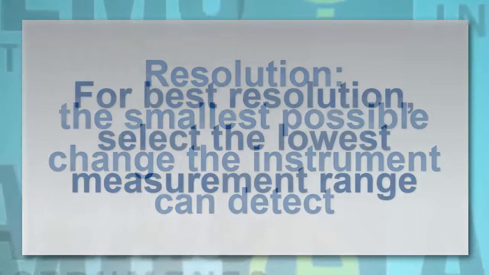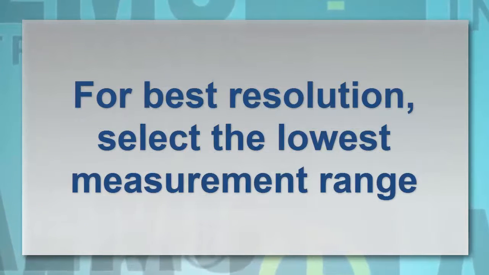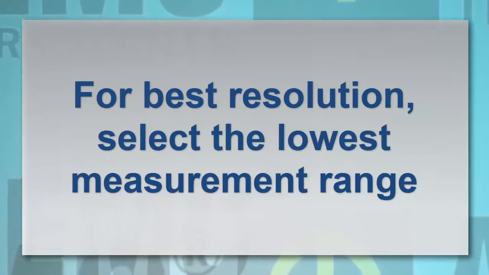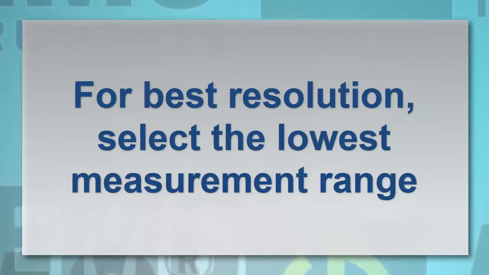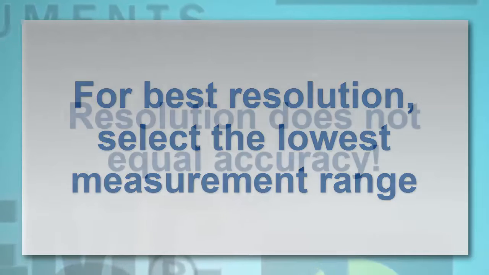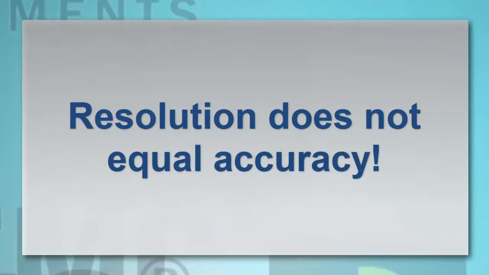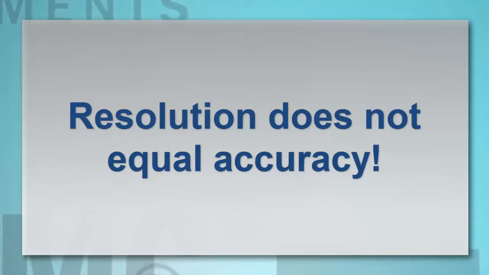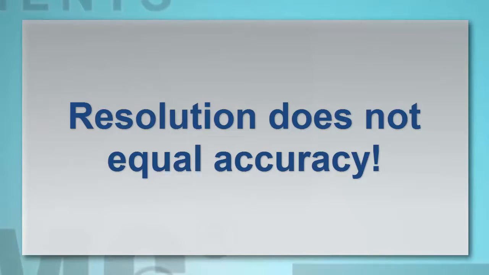And since resolution depends on the size of each unit, the smaller the better, the lowest possible measurement range should be selected when making high-resolution readings. However, these numbers say nothing about an instrument's accuracy. The 1000 count digital multimeter may have a measurement uncertainty much smaller than the 10,000 count model, and therefore produces more accurate readings. Although resolution is a critical factor in calculating uncertainty, it is not the sole factor.